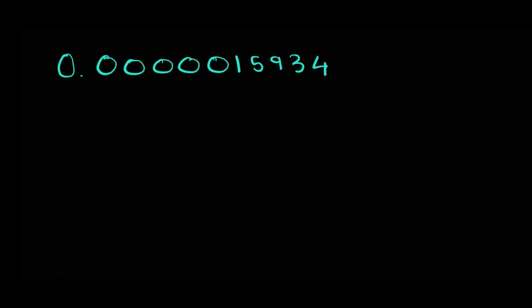So 3 significant figures mean we use 159, and we don't need to round it in this case. So I'm going to write 1.59 times 10, and then we're going to count 1, 2, 3, 4, 5, 6. So we move the decimal place 6 places to the right, so that means the power is -6. So the answer is 1.59 times 10 to the power of -6.